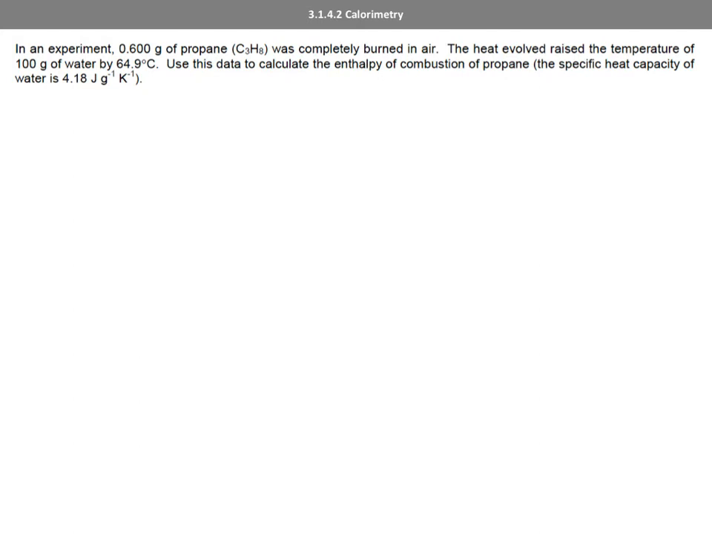So let's look at our first equation, which is Q equals mcΔT. Okay, so we just need to plug in the numbers now. We know that the mass of the water is 100 grams. We know that the specific heat capacity is 4.18, and we know that the change in temperature is 64.9 Kelvin.